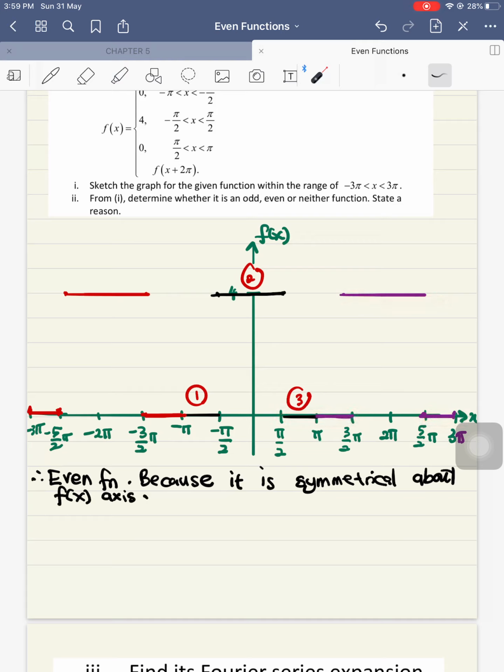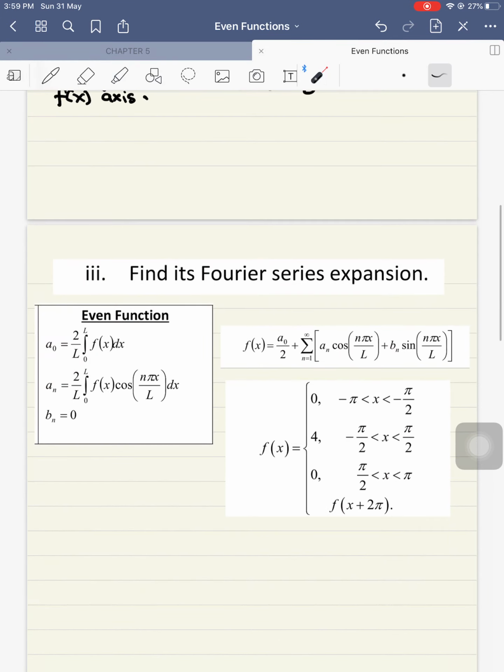Okay, for the left hand side, you have the same thing. When it is symmetrical about the f(x) axis, you have another one here. So take a look at the formula here. For you to find the Fourier series for an even function, the formula is 2 over L, from 0 to L. Why does this one start from 0 to L? For the previous function, which is a neither function, we start from negative L to L.